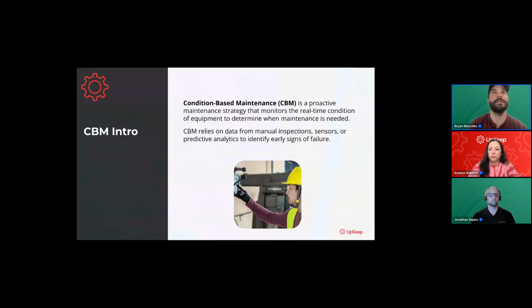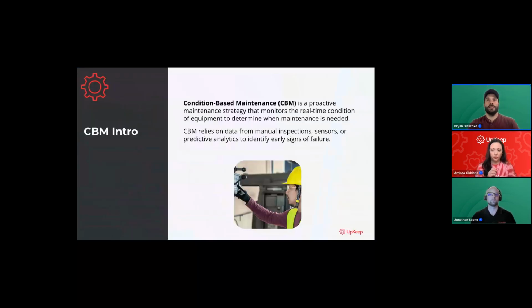Your turn. All right, so we're going to do an overview of condition-based maintenance. Condition-based maintenance can mean a lot of things, and we'll talk about a handful of them here as we get our bearings before we have a little demo of how it actually functions within a CMMS.